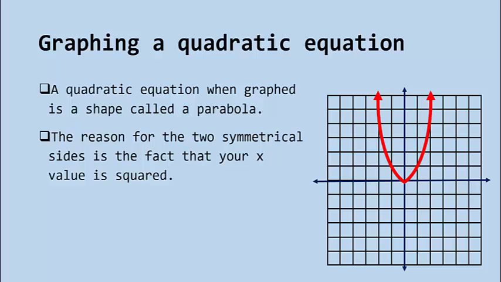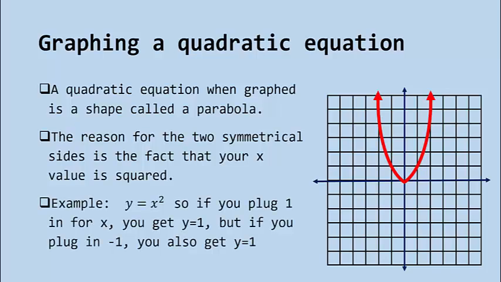The reason for the two symmetrical sides is the fact that your x value is squared. In this example of y equals x squared, if you plug 1 in for x, you will get y is 1. But if you plug in -1 for x, -1 squared is also 1, so you get y equals 1.